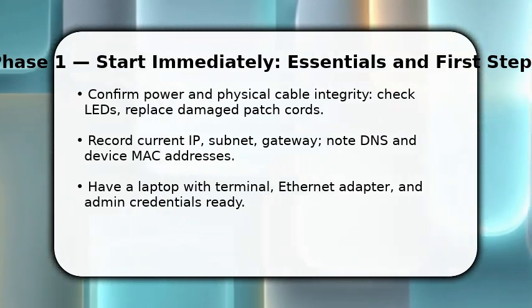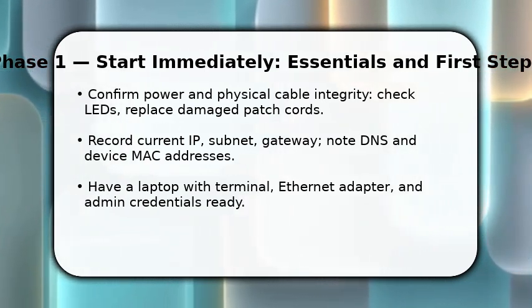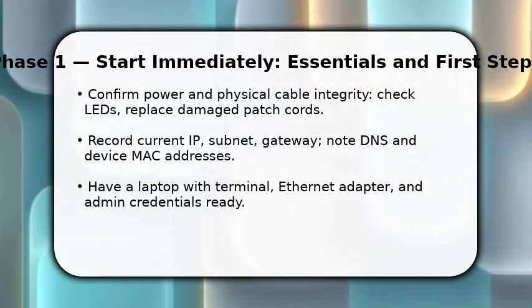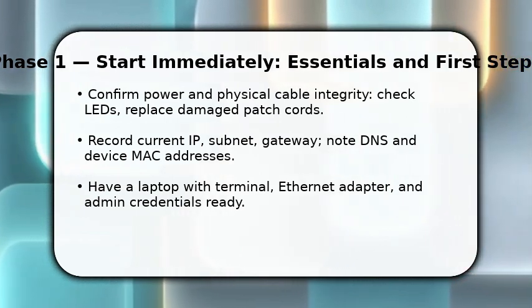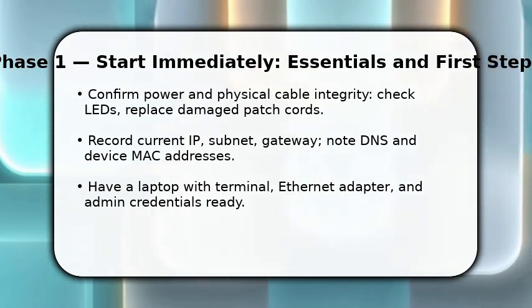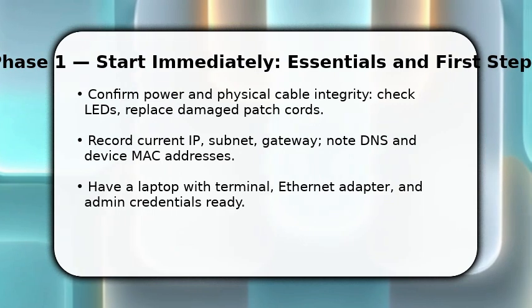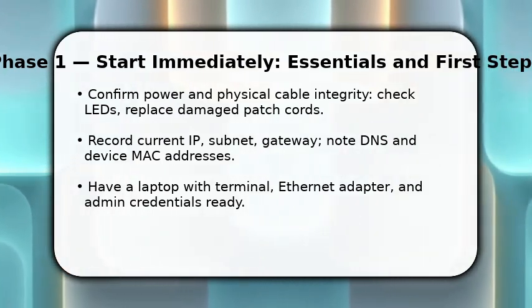Next, capture current IP, subnet, gateway, DNS, and MACs so you can restore settings later. Then plug a laptop directly into the switch or router and open a terminal. This reduces variables. Once done, log in with admin credentials and disable Wi-Fi to force wired tests. This isolates the wired path and speeds troubleshooting.